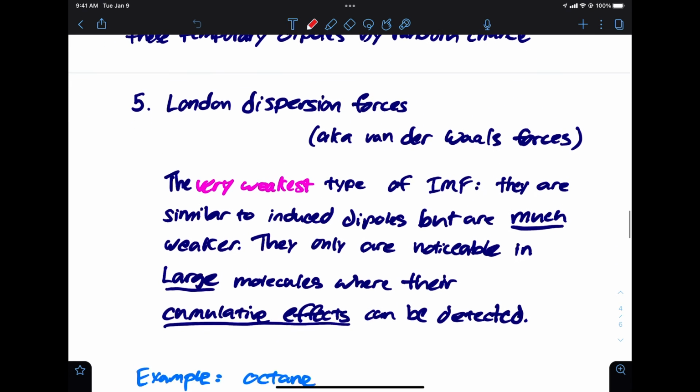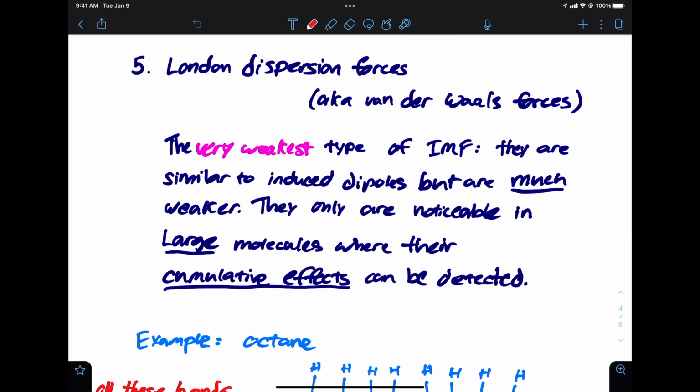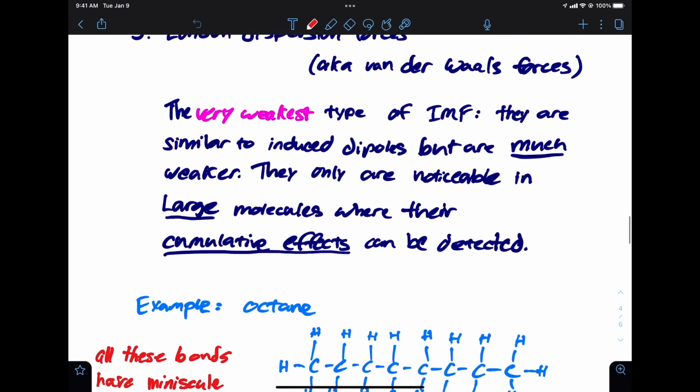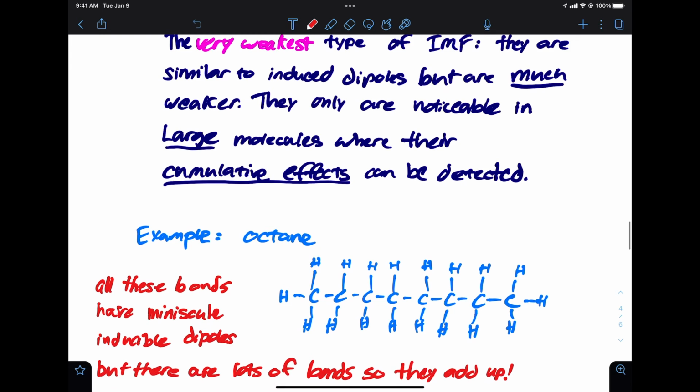But London dispersion forces happen even in molecules that are not really polarizable. So these are the weakest type of intermolecular forces, similar to induced dipoles, but much weaker. Really, they are only noticeable in large molecules where their cumulative effects can be observed. Okay, for example, octane. I've drawn octane here. It's C8H18.